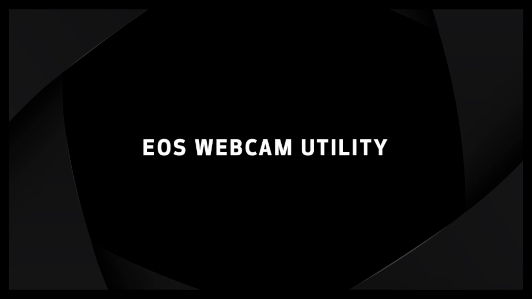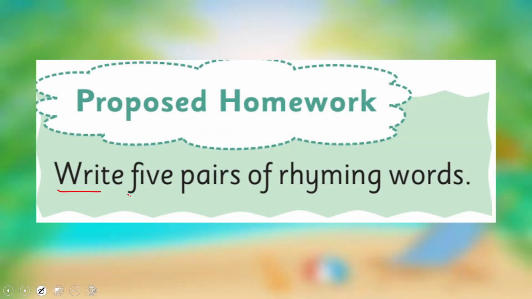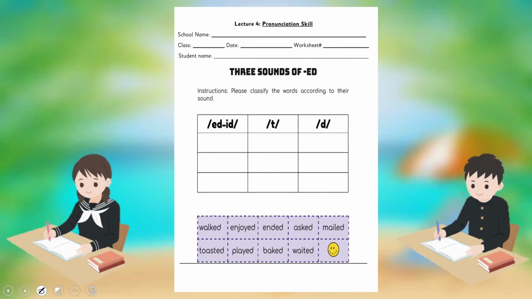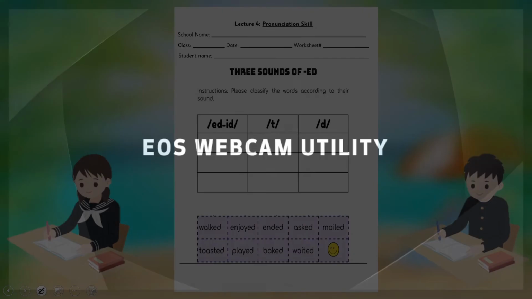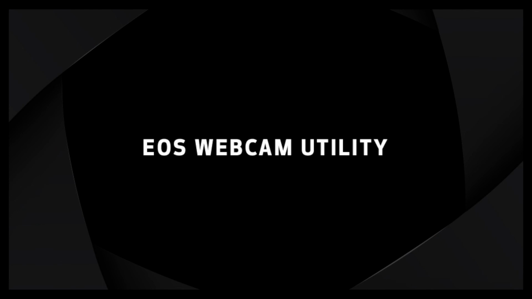Yes, my dear students, are you done with it? Good job. So, it's time for your homework. You will write 5 pairs of rhyming words. And here is a worksheet, my dear fellow teachers. This worksheet, lesson plan, and PowerPoint presentation links are given. This is the word bank. You have to take a print of this worksheet and kindly provide a printed worksheet to students for practice. And my dear students, from this word bank, you will sort all these 3 sounds for final ED.